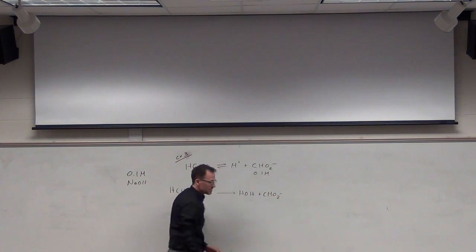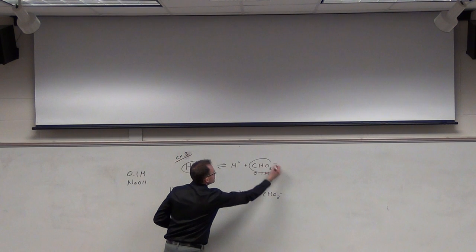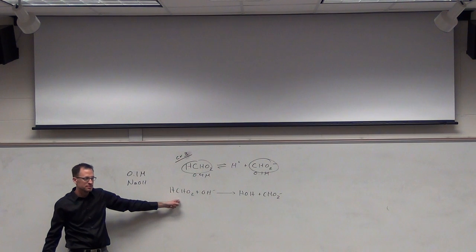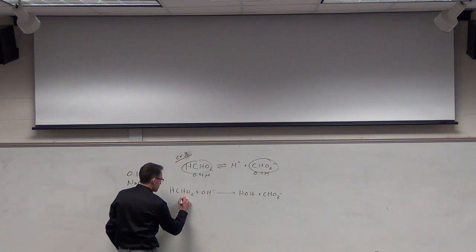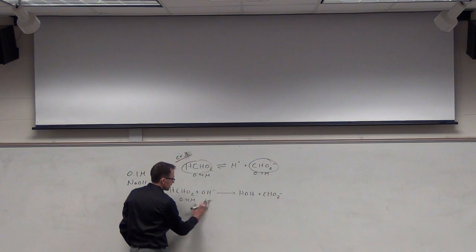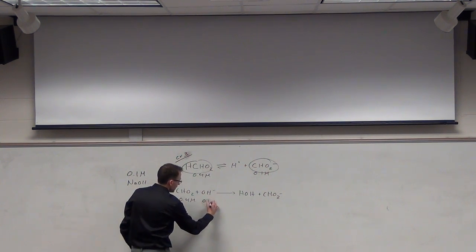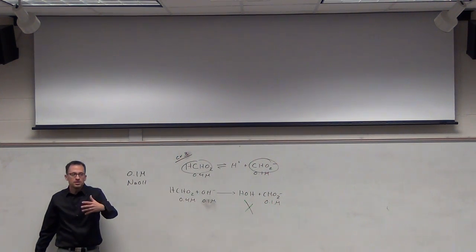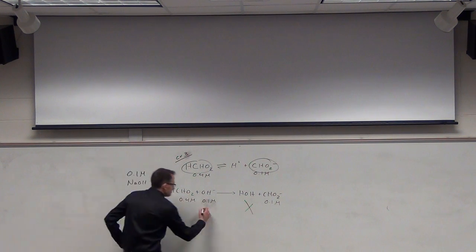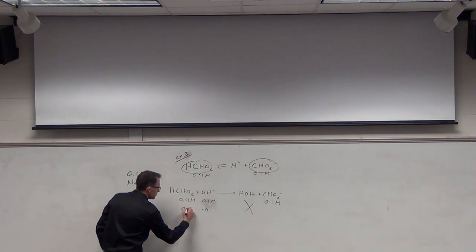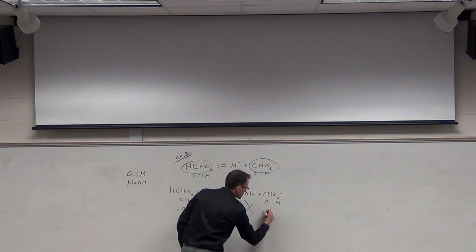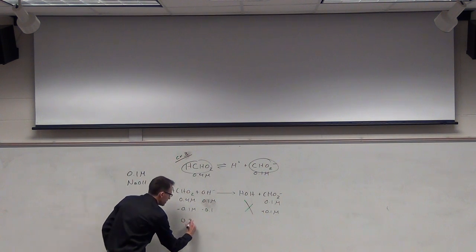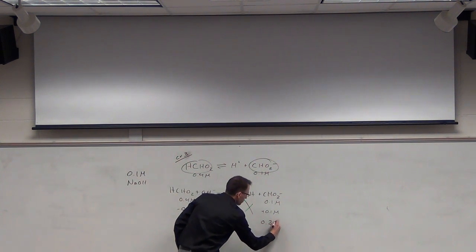What I need you to keep realizing is that I have my major players, and they're both still in the equation. This all links to the titration. You consume the acid because there's less of it, and you gain the conjugate base on this side. So now I have 0.3, I have 0, I have 0.2.